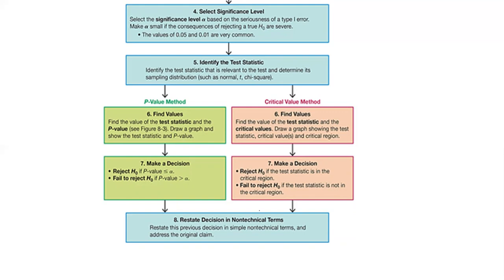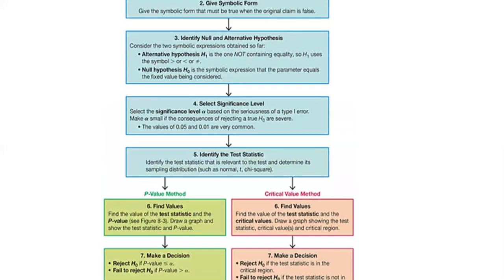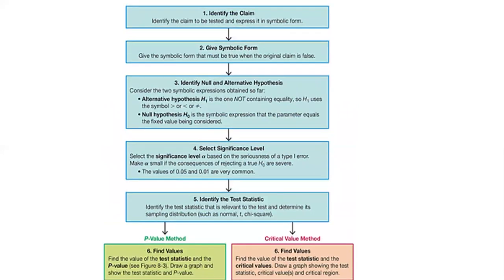And then finally, whatever method you use, you should arrive at the same decision, right? Because they're equivalent methods. And the 8th step says we have to now explain that decision, or restate the statistical decision you took in step 6 and step 7. In step 8, you're going to write it in non-technical terms so that laypersons can understand how you have addressed the original claim. So these are the steps we will follow in order to test a claim.